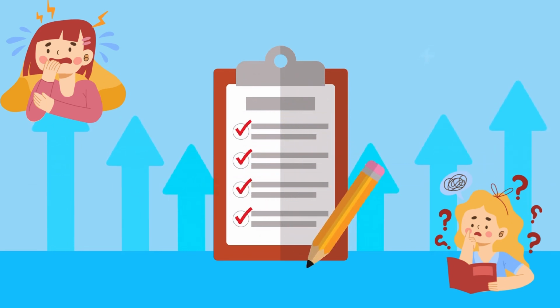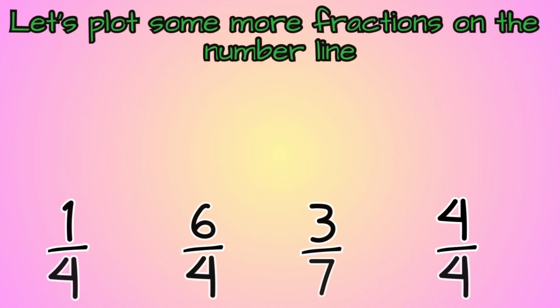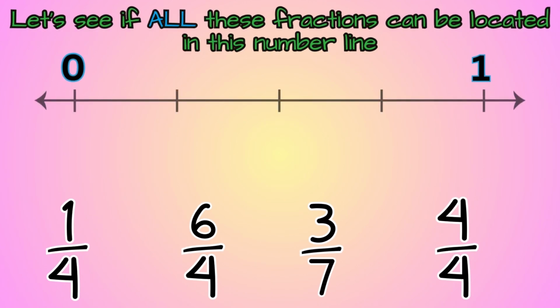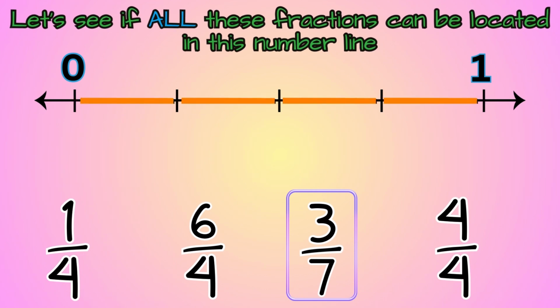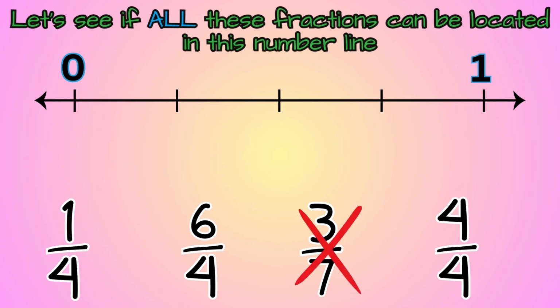Now let's work on the last one, but pay attention because this will be the hardest one. I have to plot all these fractions in the number line, but my number line has 4 equal spaces. When I look at my fractions, I can notice that all of them have a denominator of 4 except the third fraction, which is 3/7. Can I plot this fraction in this number line? Of course not. This fraction cannot be plotted in this number line because the denominator of this fraction is 7. My number line has 4 equal spaces.